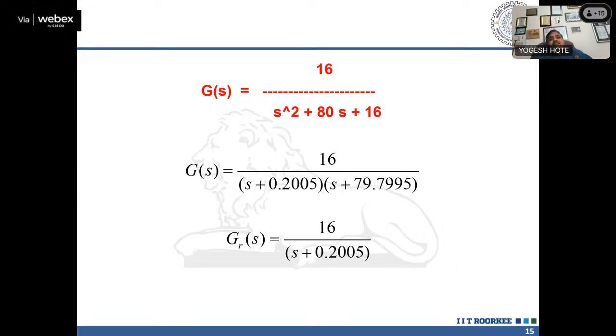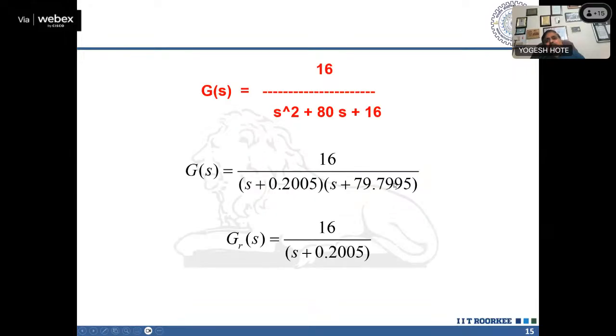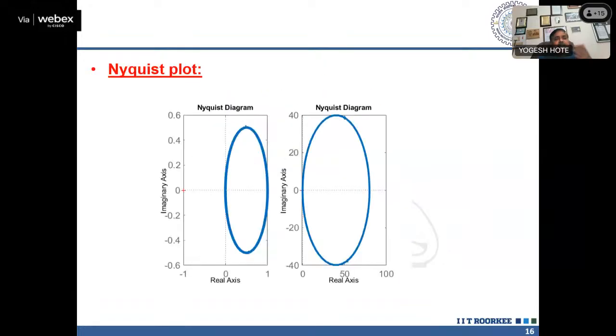Now you can see this example, 16 upon s square plus 10s plus 16. In the denominator we get s plus 0.2005 and s plus 79.795. While discarding this pole s plus 79.795, we get the result 16 divided by s plus 0.2005. So now we see the Nyquist plot.